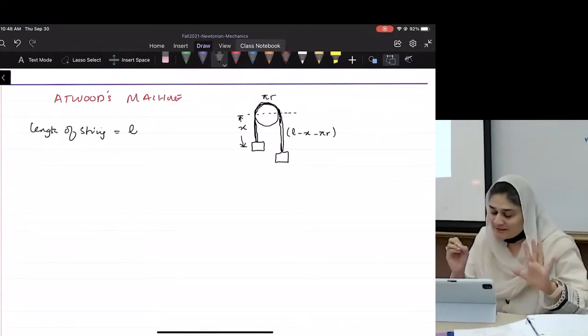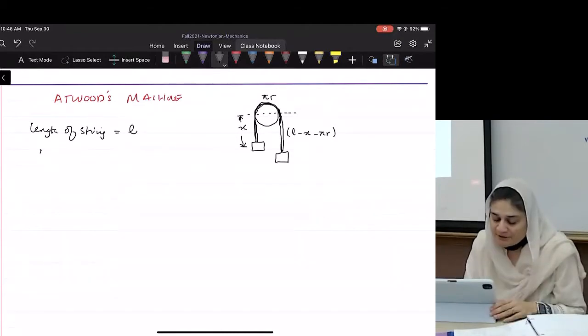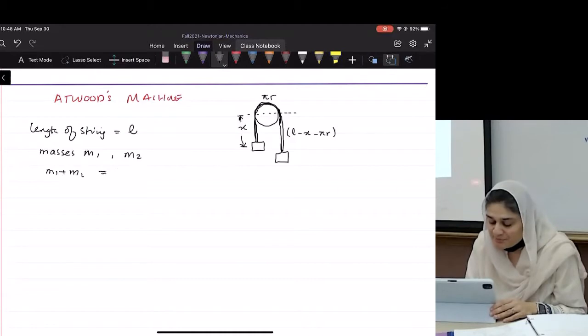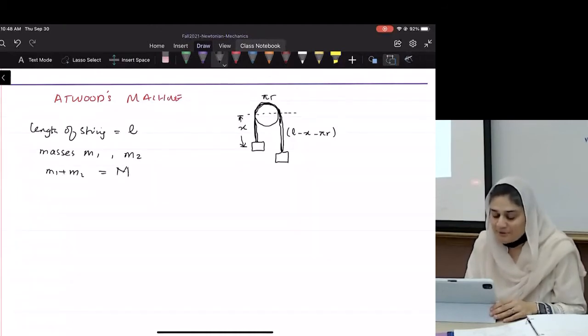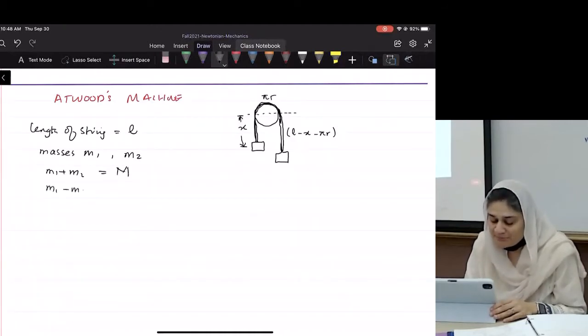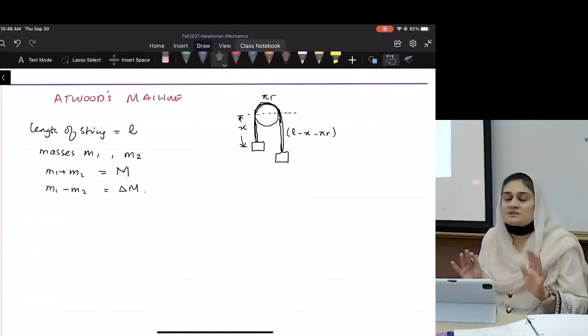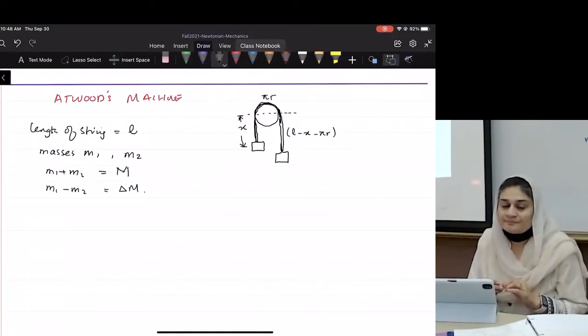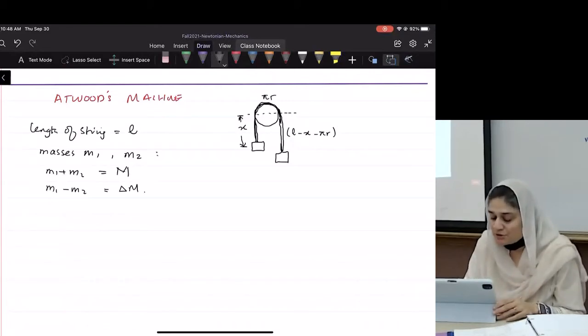So now, what's the first one we're going to do? I'm going to call the masses M1 and M2, and I'm going to call M1 plus M2 big M, and I'm going to call M1 minus M2 the change in M. That's just terminology I'm going to use. And I am going to assume M1 is bigger than M2 because I want an accelerated system.